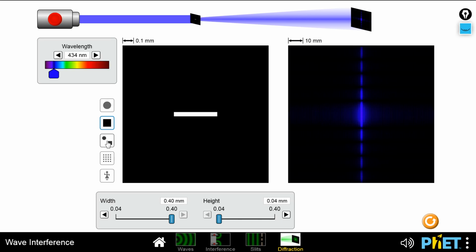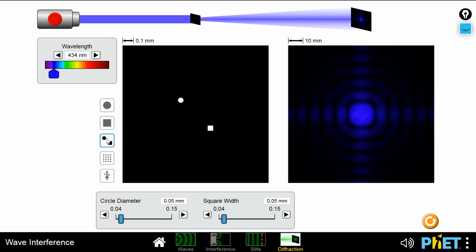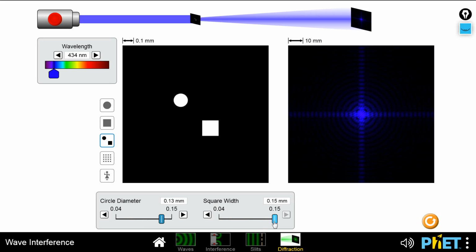What about if the aperture, rather than being a square or a circle, contains both? So here we'll get a mixture of both. We'll get the cross formed by the square, and we'll get the circles formed by the circle, and they'll cross interference and produce these diagonal lines. And as we increase the diameter of both, you can see what happens here. And then as we increase the width of the square, you can see more of the square effect comes into play. That's all good.